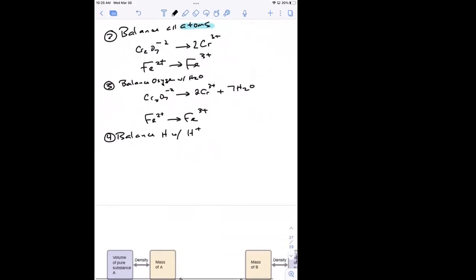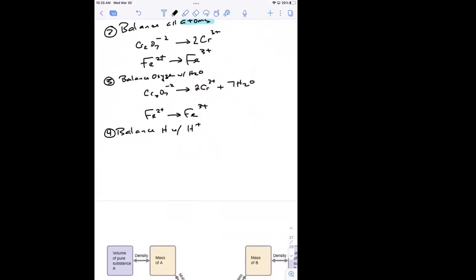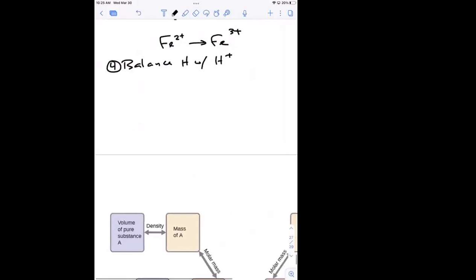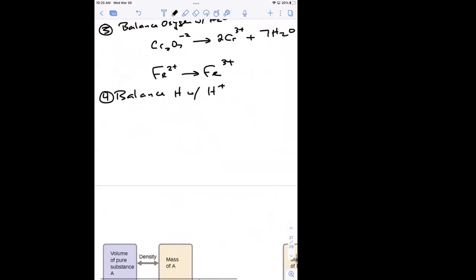And you do that by adding H plus to both sides. All right. It's a very, very detailed process, but we can handle it. So the iron, there are no hydrogens present on either side there. So not worry about that. So we're going to just write that out. Fe 2 plus going to Fe 3 plus. Is that right? No, we don't have to do anything with that because there's no hydrogen, there are no oxygens.